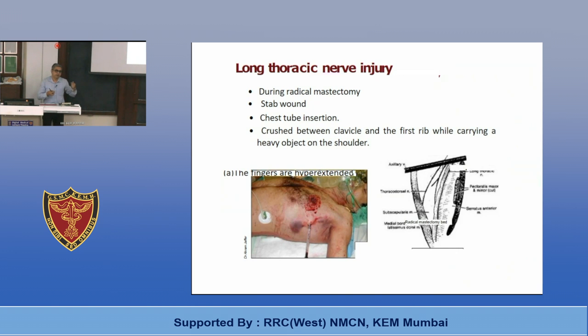After a few days, the person will come with a problem. This type of injury is an iatrogenic injury, I mean doctors create the injury. Sometimes heavy waiters may be crushed between the clavicle and the first rib, carrying heavy objects on the shoulder. Or radical mastectomy, where you operate on the breast. So these lead to the injury. So what is the deformity?